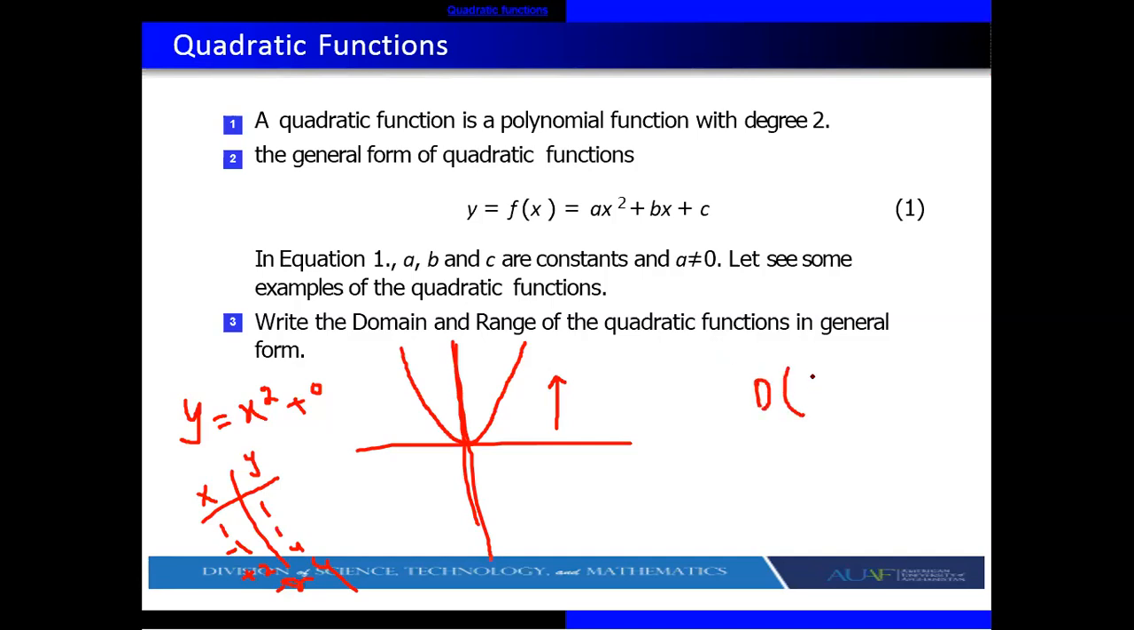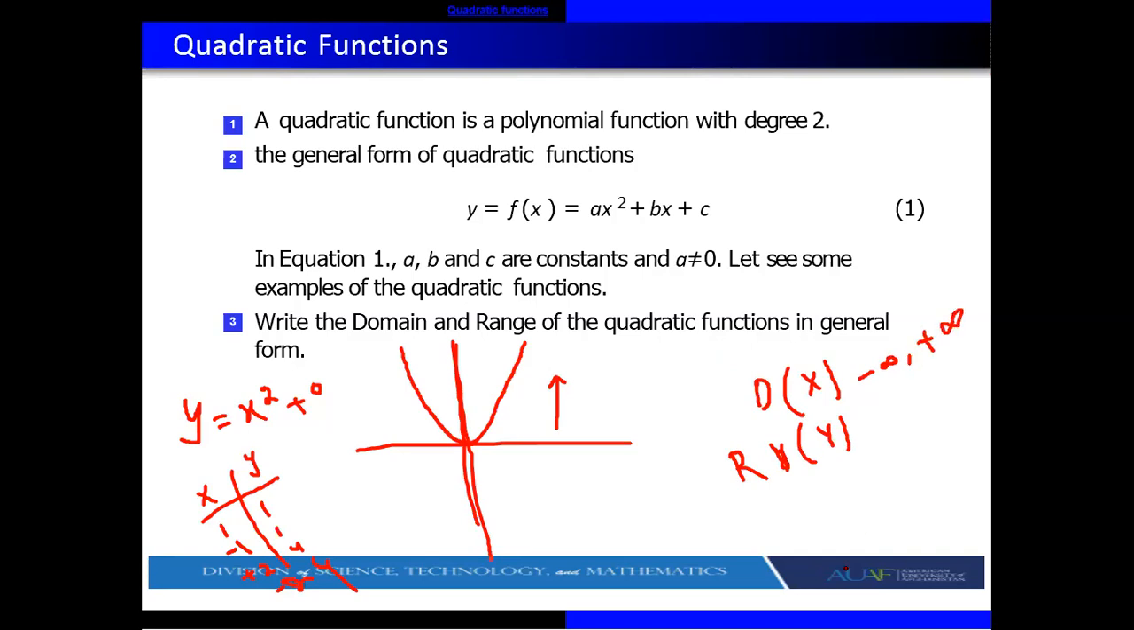The domain is the x values, all x values, and the range is the y values. So what will be the domain of this function? Actually, the domain of a quadratic function is real numbers. You can give a negative value, you can give a positive value. So the domain will be from minus infinity to plus infinity.